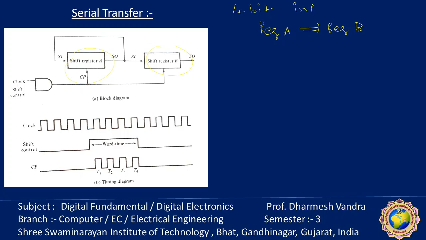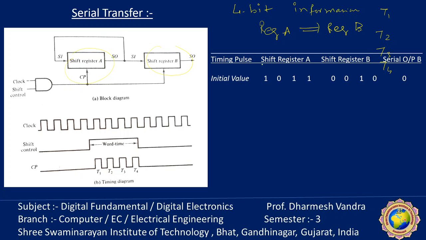4-bit information, so that means 4 clock pulses are required, which are T1, T2, T3, and T4. Okay, let's see how it is possible. Suppose the initial value of shift register A is 1011 and shift register B is 0010. We know that this 0 is transferred to the serial output. Here SO is the serial output, and serial in is the SO of register A. So this is the SO of A and this is SIB.